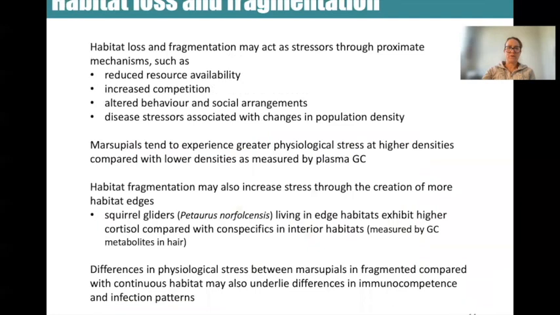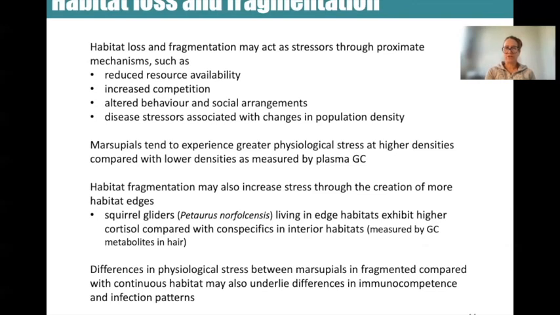So talking now about some of these stresses, habitat loss and fragmentation may act as stresses through proximate mechanisms such as reduced resource availability, increased competition, altered behaviour and social arrangements, and disease stresses associated with changes in population density. It's recognised that marsupials tend to experience greater physiological stress at higher densities compared with lower densities, as has been measured by plasma or blood glucocorticoid levels.